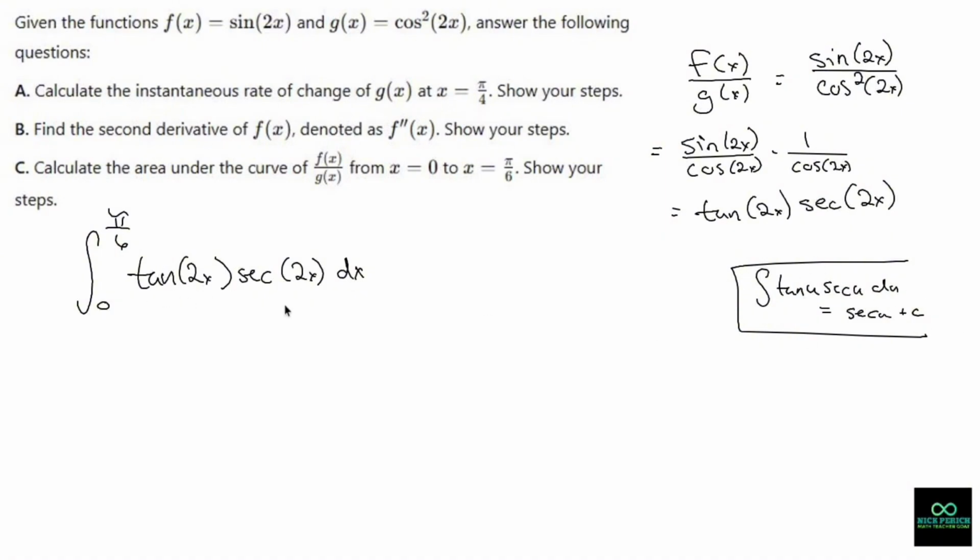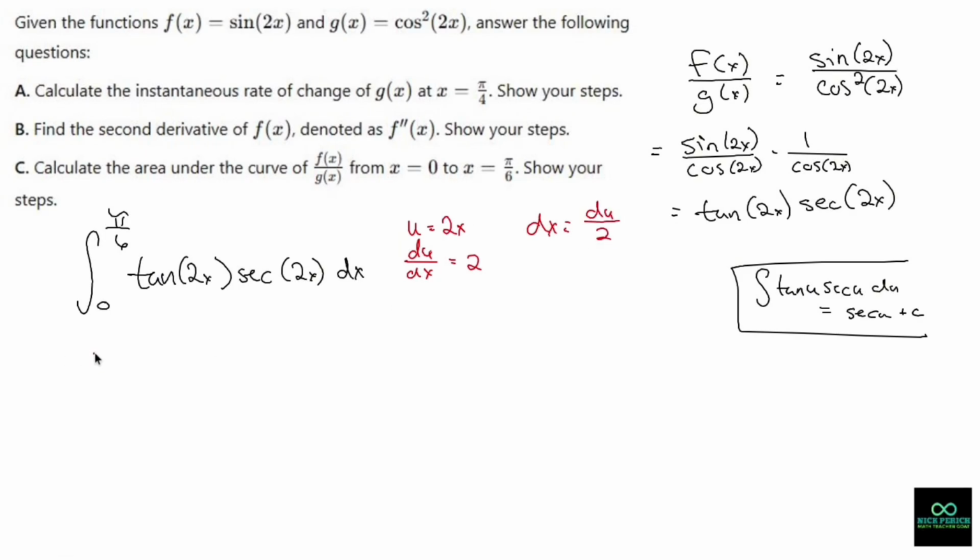So I know all of this will eventually become secant. However, that 2x is not x, so I can't just apply that rule. What I have to do is u substitution. I'm going to let u equal 2x. This isn't that bad, because du dx, the derivative with respect to x, is just going to be 2. I need to find a way to replace that dx, so I'm going to multiply by dx and divide by 2, and then dx is going to end up being du over 2.